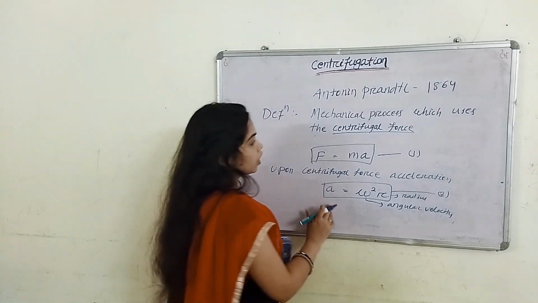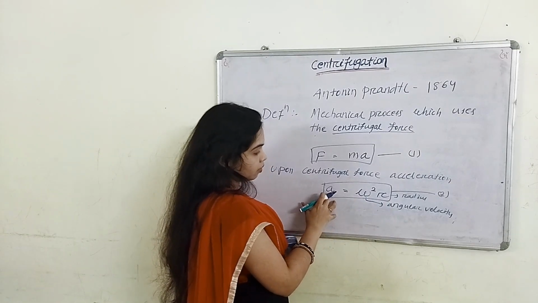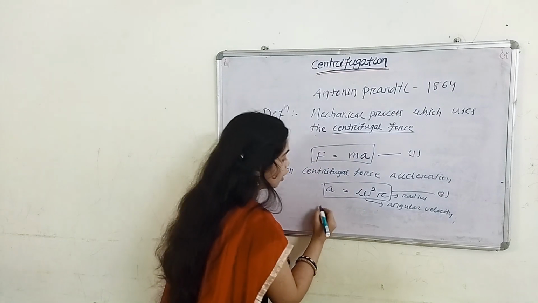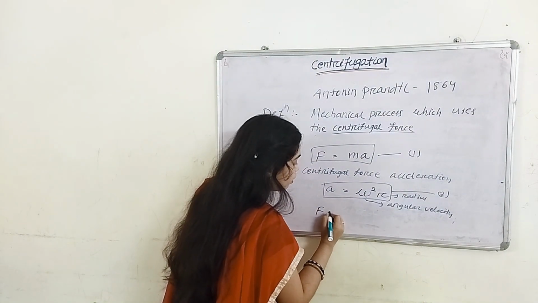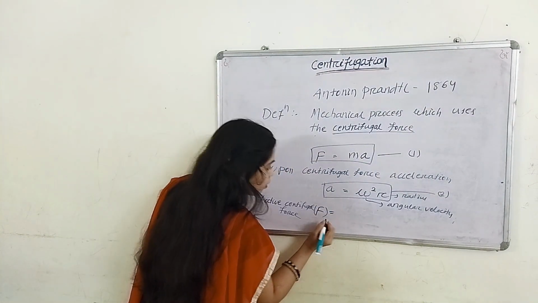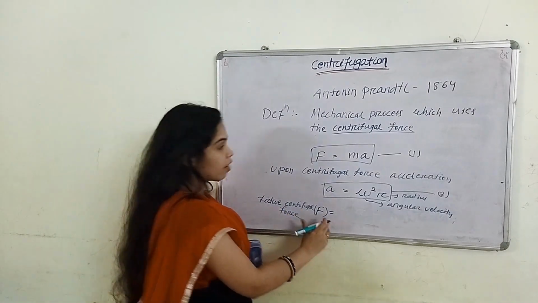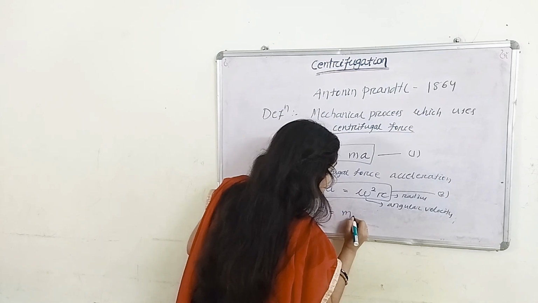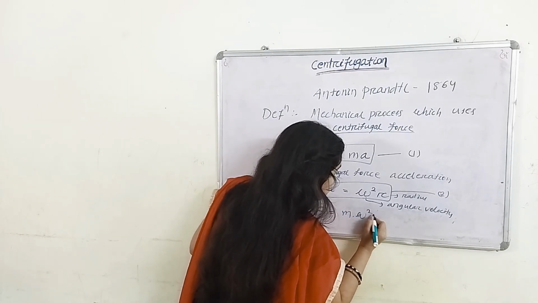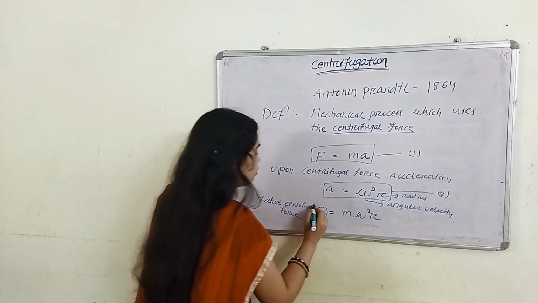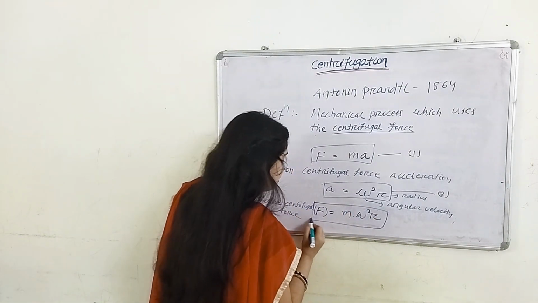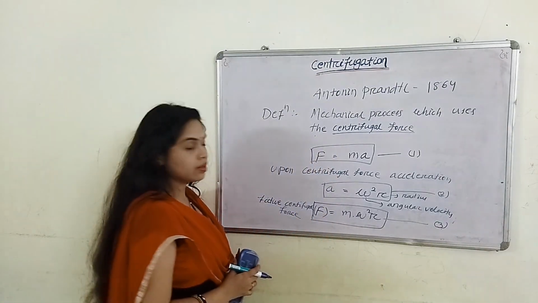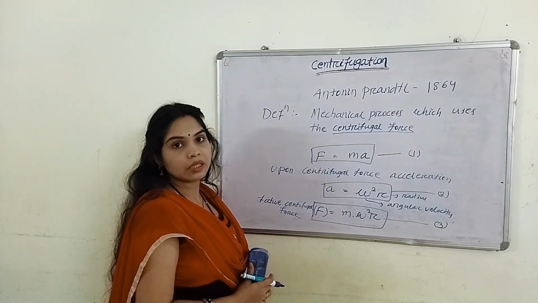So, if we put this acceleration in equation 1, what will be our final equation? The fictitious centrifugal force F is equal to m into omega square into r. This is our final equation.